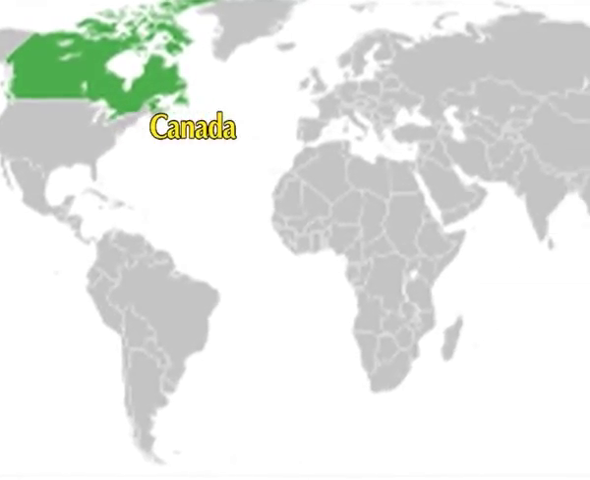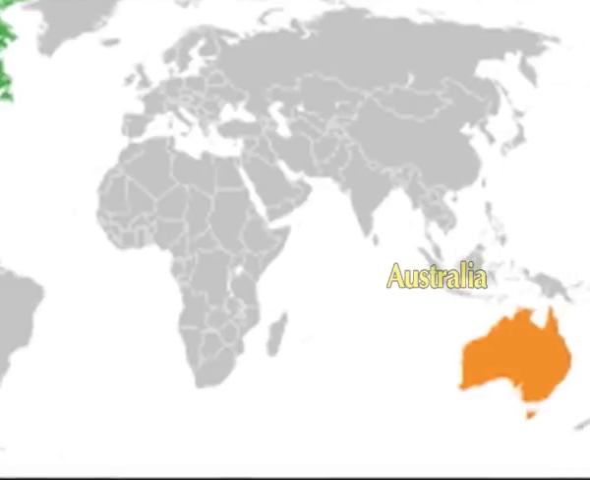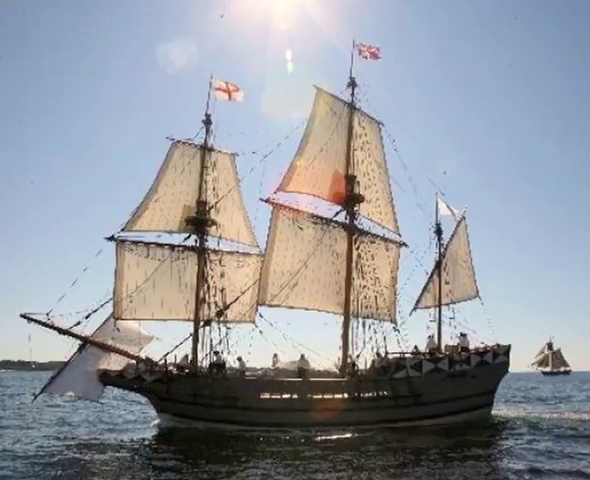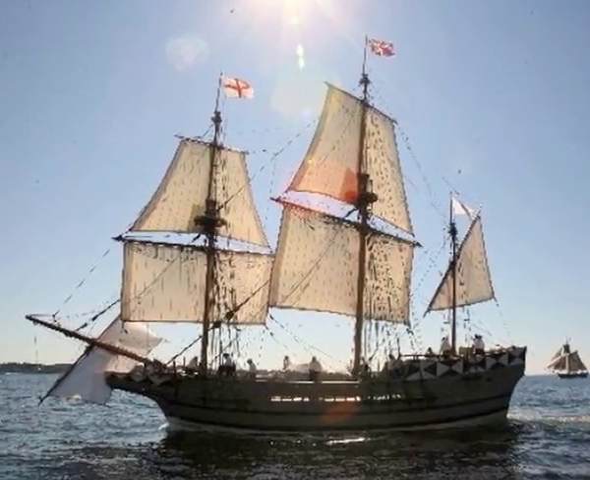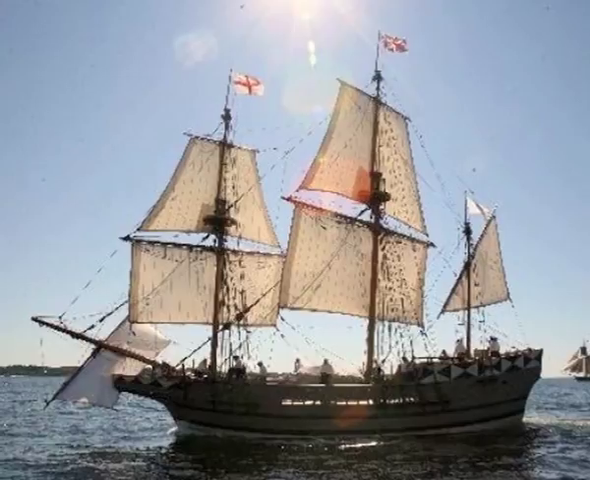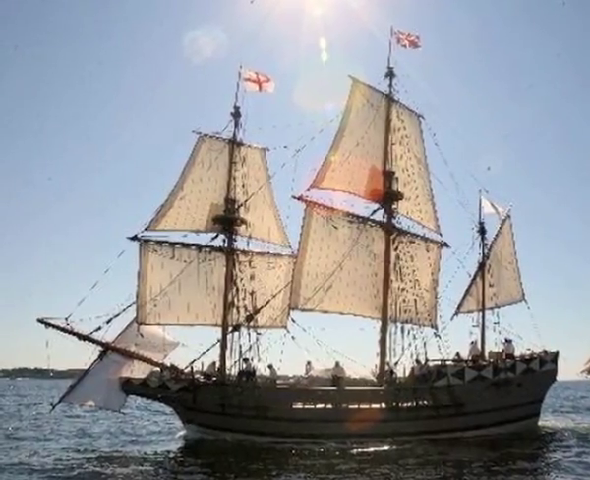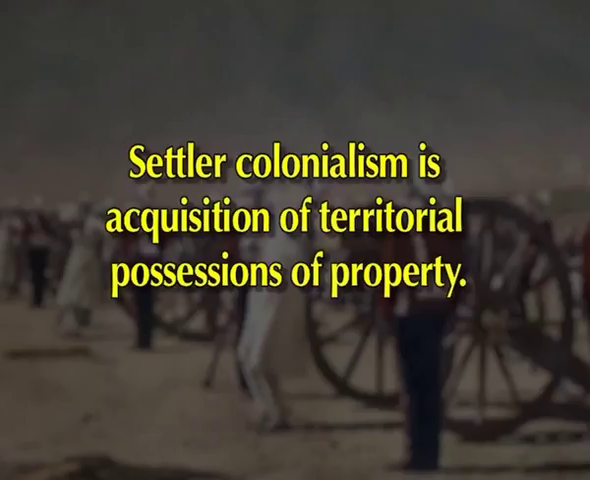Settler colonies are colonies like Canada and Australia, where the Europeans went and settled. Canada had its aboriginal native populations. Australia had its native populations, which were wiped out, and Europeans began to colonize it. The colonial policy was to discover the route to this place, settle there, start farming, and this is important, eventually claim that they owned the land. Therefore, settler colonialism is primarily about the acquisition of territorial possessions of property.